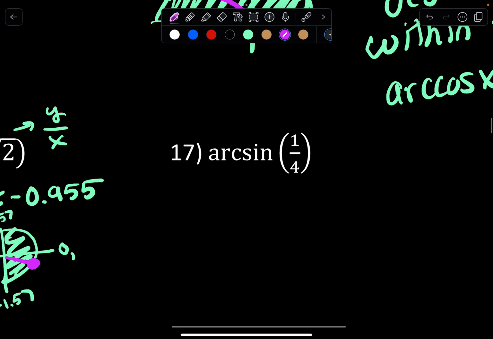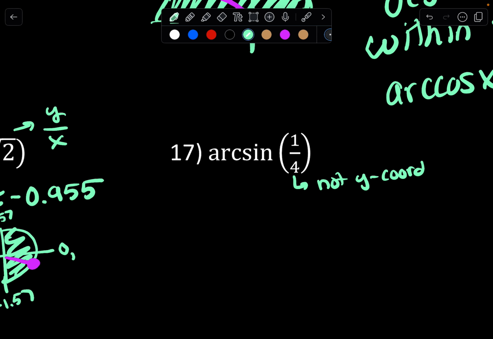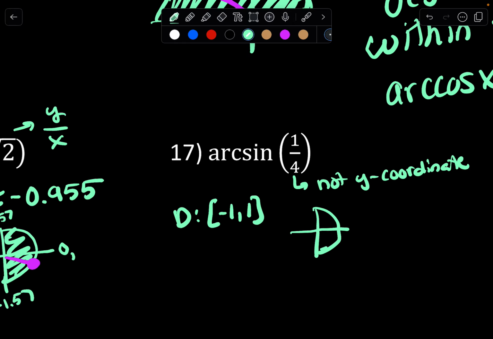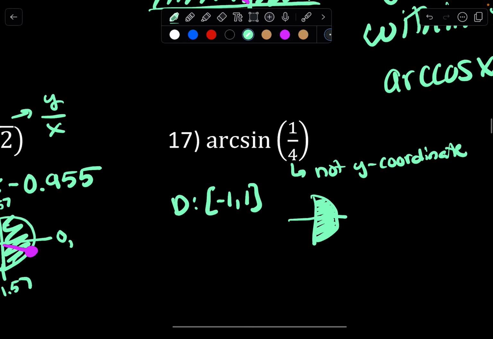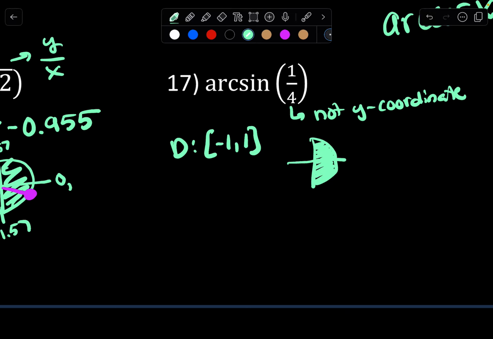All right, arc sine of 1/4. This is not a standard coordinate. Keep doing purple. This is not a y coordinate on the unit circle, so not a y coordinate. Now the next thing is we have to check, is it within the domain? So the domain for arc sine is going to be -1 to 1, and it is. We have 0.25. And then arc sine exists in quadrants 1 and 4. Okay, so we will type this in the calculator.